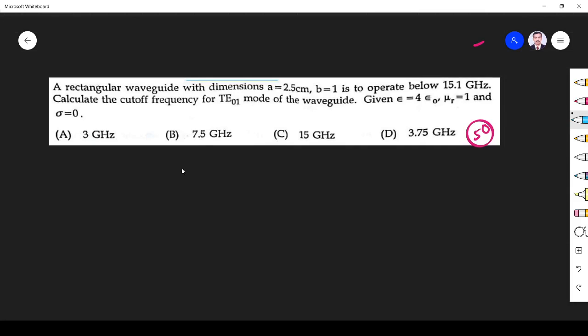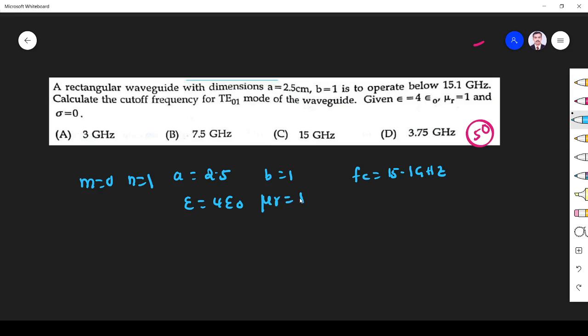A rectangular waveguide with dimension A is equal to 2.5 and B is equal to 1, to operate below cutoff frequency of 15.1 gigahertz. Calculate the cutoff frequency for TE01 mode of the waveguide. We have to find for TE01, so m is equal to 0, n is equal to 1. Given epsilon is equal to 4 epsilon naught, mu r is equal to 1. So they have given some medium, so the velocity will change.